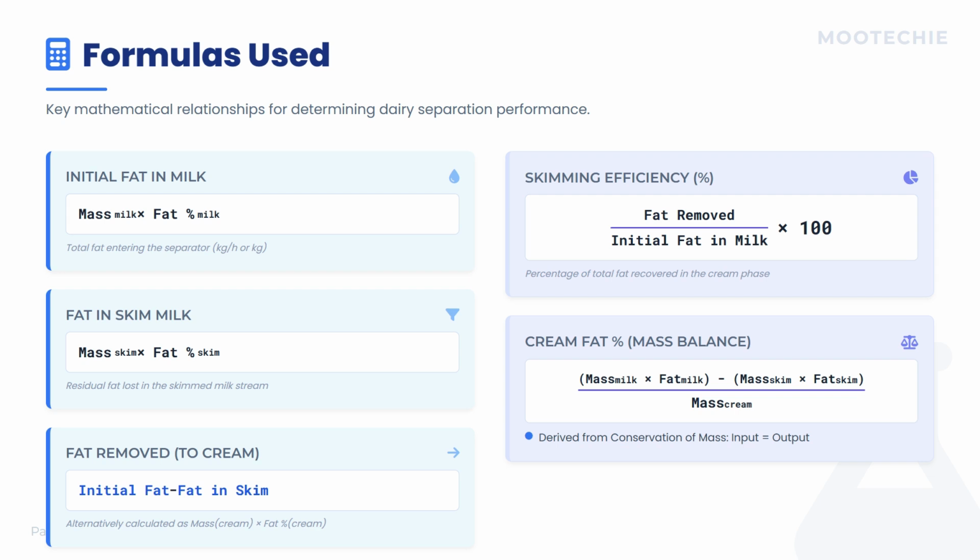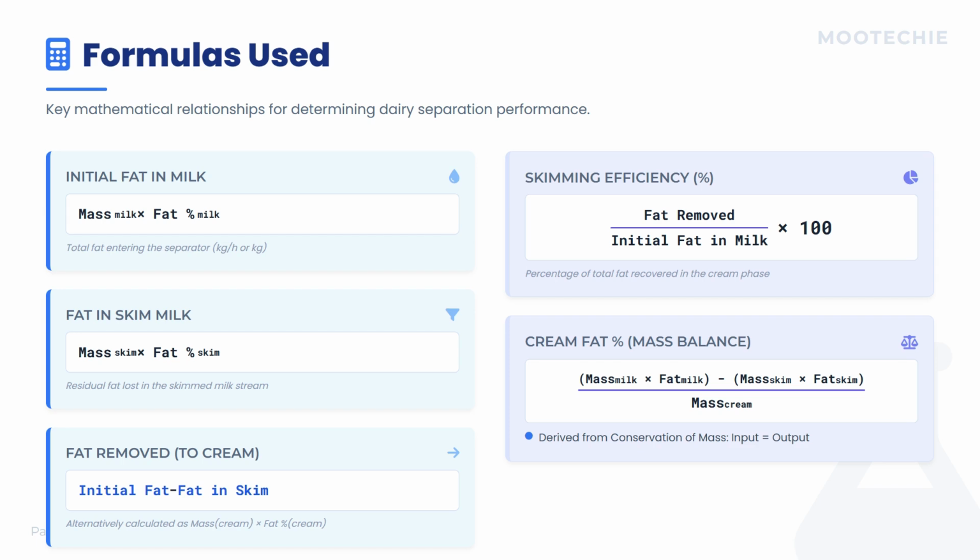Next, we need to account for what doesn't get recovered. That's the fat in skim milk. It's the mass of the skim milk output multiplied by its fat percentage. This represents the residual fat lost in the skimmed milk stream, the part that got away.